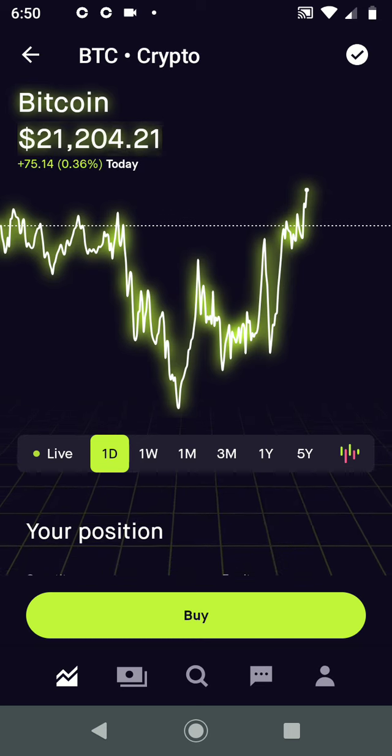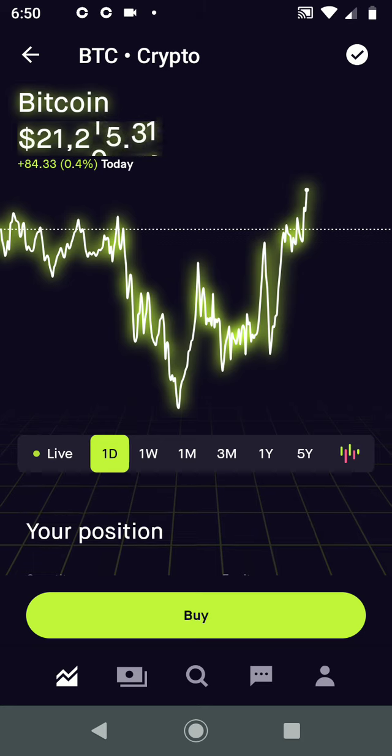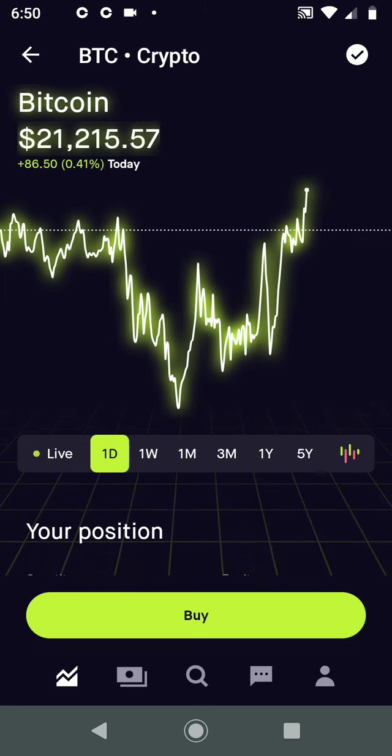So Robinhood does allow you to buy fractional shares, which is a wonderful thing for the novice, for the beginner investor to get their feet wet. All right. And here's my thing. This is extremely important.